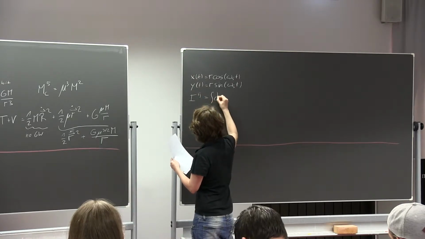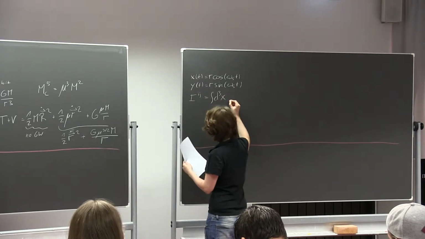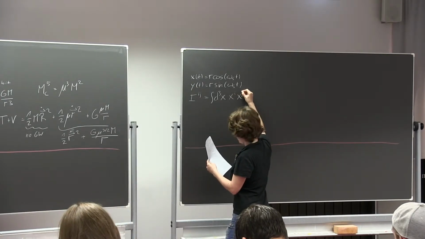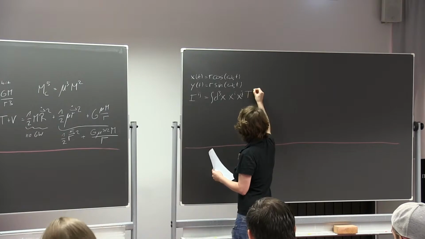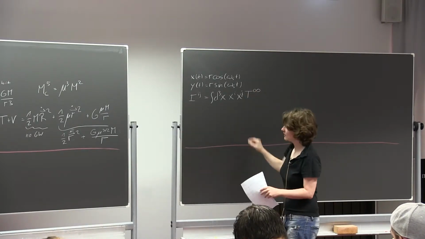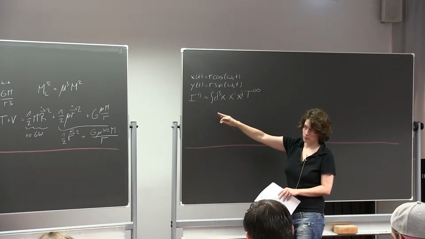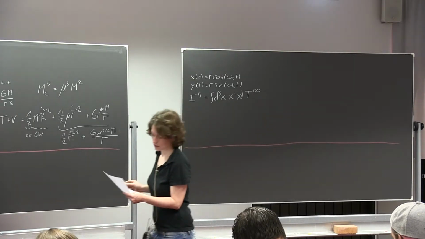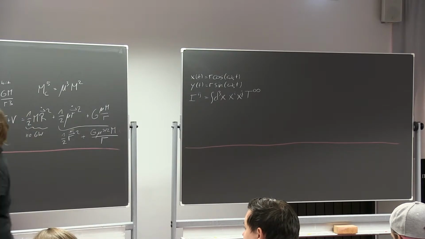The quadrupole moment, just to remind you, was given by the integral d3x of x^i x^j times T00. In the end we will want to look at the traceless component, the one with the slash. Is there a slash here? No, the slash comes later. Okay.